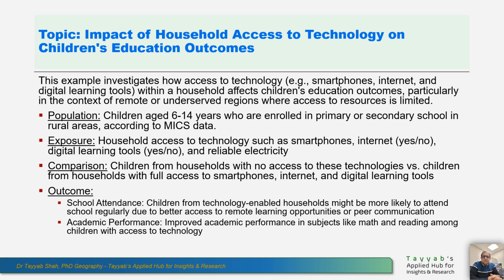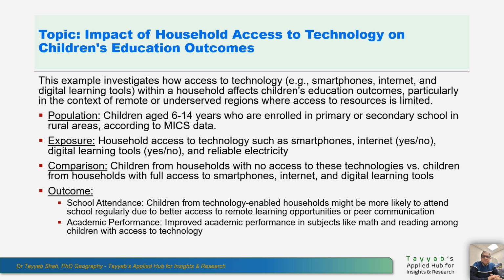So exposure is household access to technology. Those technologies can be specified because the survey questions are not overall. They are divided into different components like access to the internet, access to smartphones, or those kinds of things. This is the way they put the overall thing together. And also, of course, we need to know about access to a reliable electricity source. So these are the exposure indicators, and the comparison could be children from households with no access to these technologies versus children from households with full access to smartphones, internet, and digital learning tools.